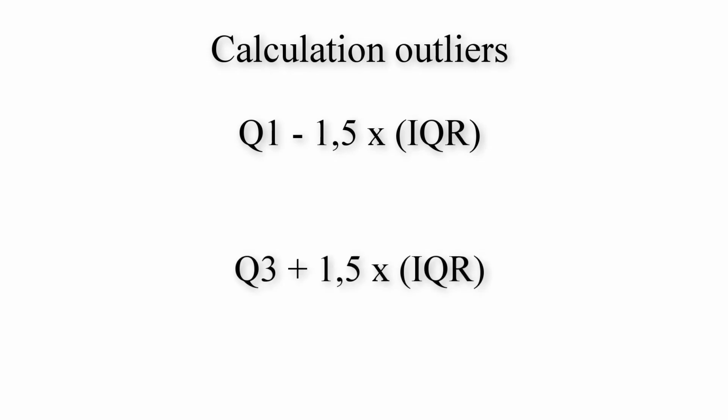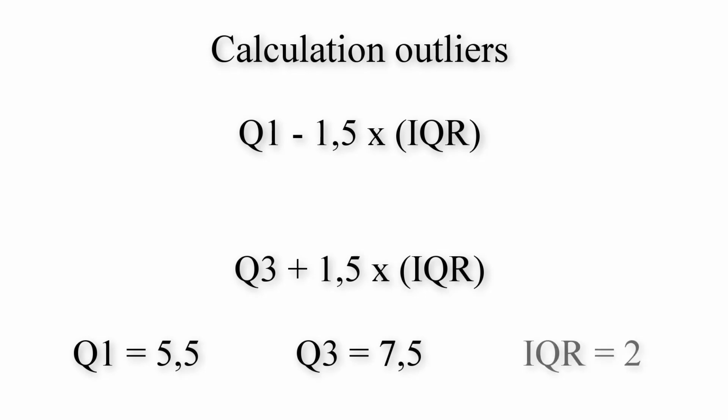You need two formulas. The minus formula gives you the low extreme value. The plus formula gives you the high extreme value. We already determined Q1, Q3, and the interquartile range in a prior video.